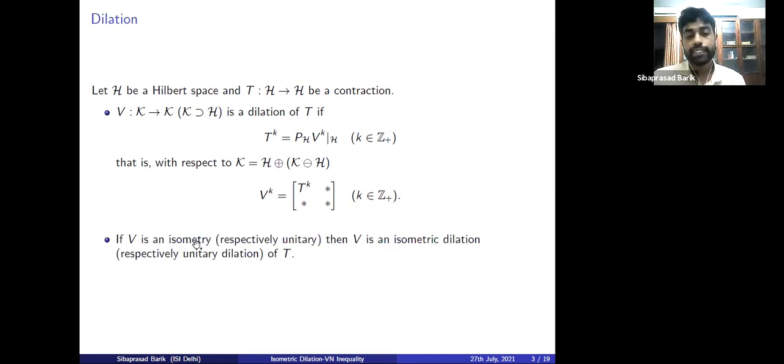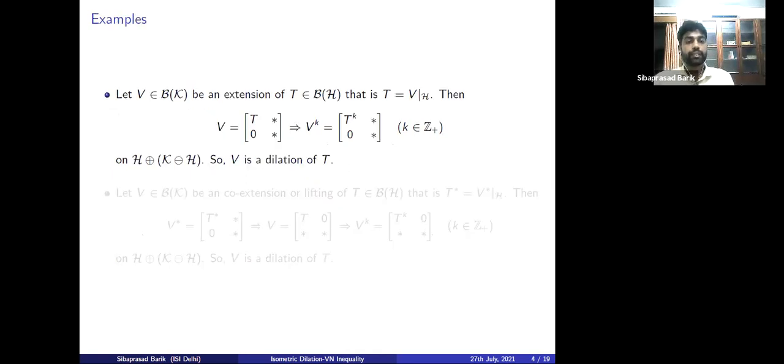When V is an isometry, then we say V is an isometric dilation of T. And when V is a unitary, then we say V is a unitary dilation of T. What are the examples of dilations?